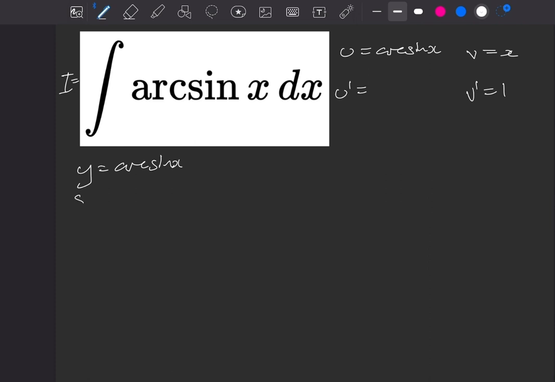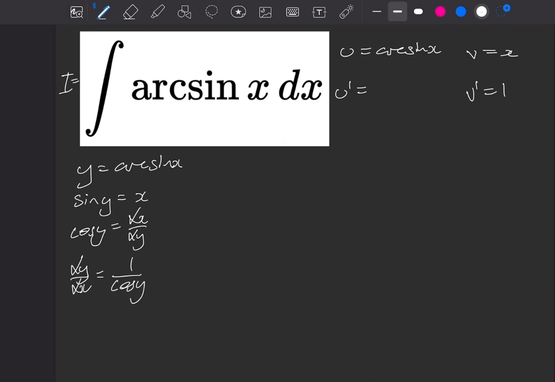what we can say by taking sine of both sides is sine y is equal to x. So now we can differentiate this, find dx/dy, which will be cosine of y. And now we can find dy/dx by reciprocating both sides. So dy/dx is equal to 1 over cosine of y.